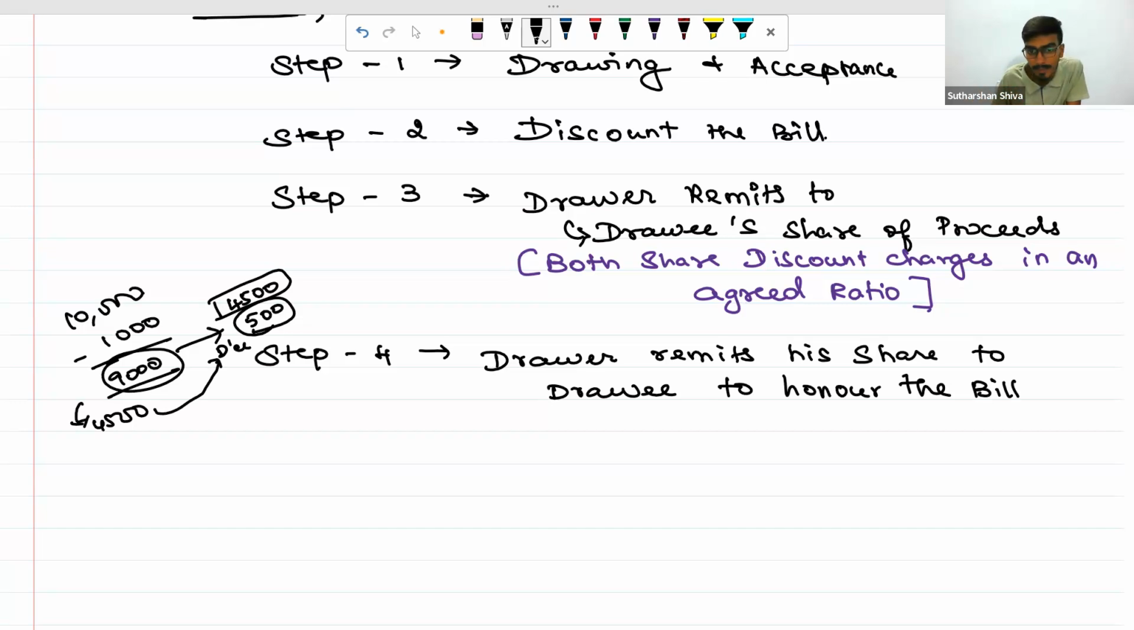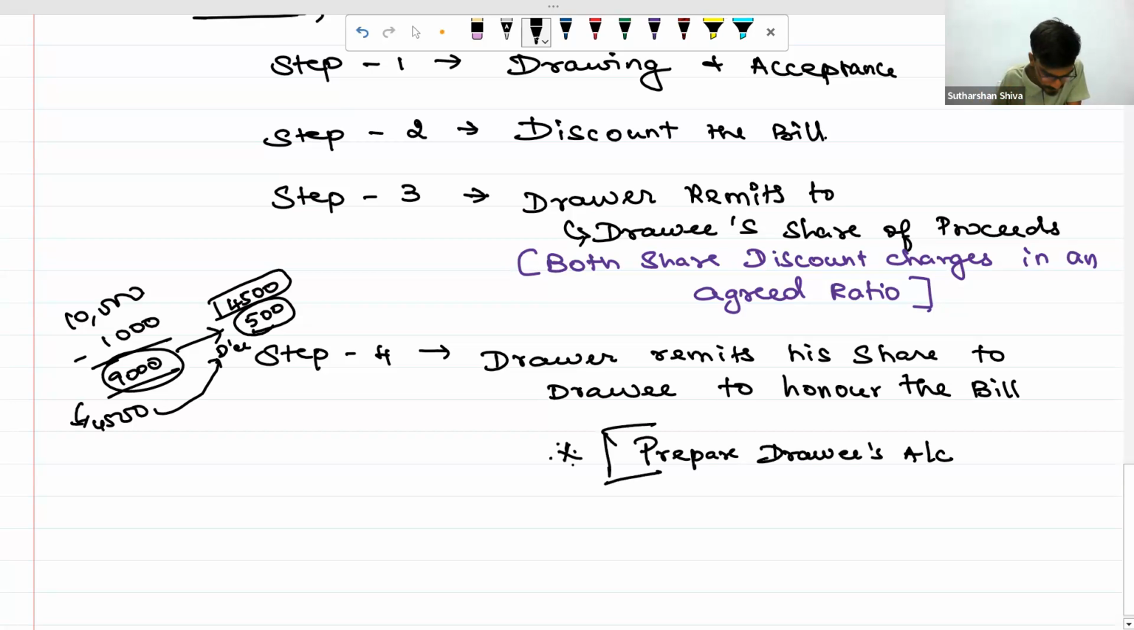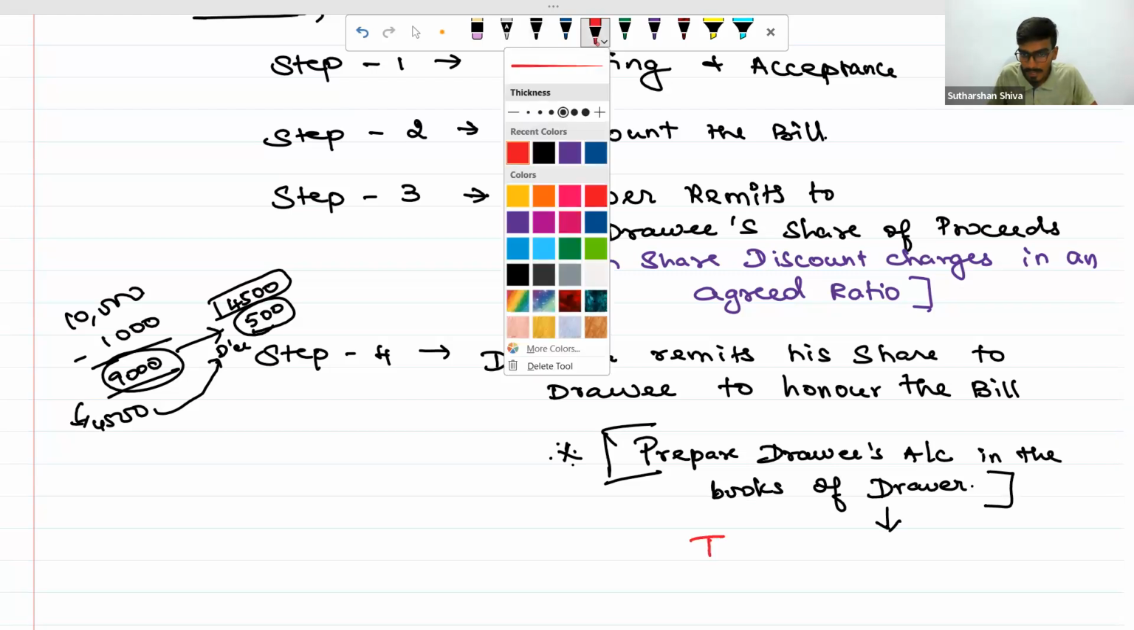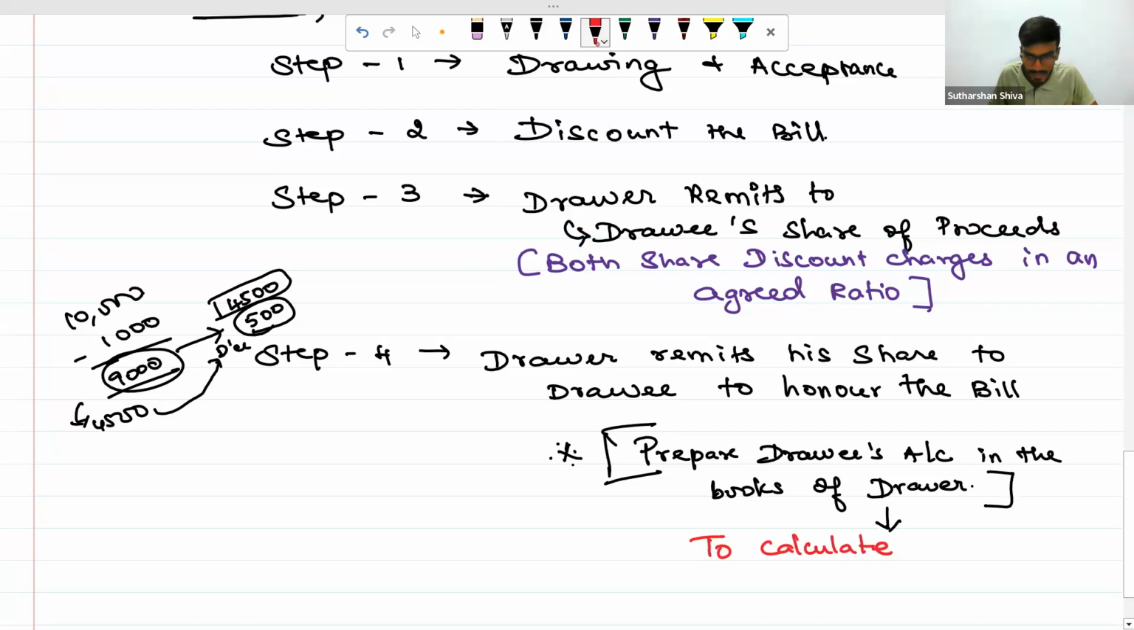At that time, prepare the drawee's account in the books of the drawer. This is the most important area. Why are we doing this step? To calculate the amount payable.